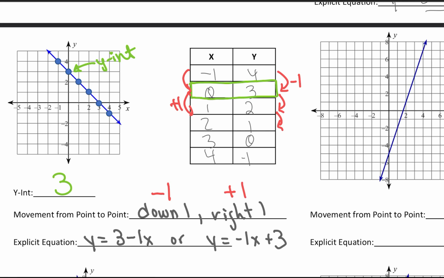Well, if I look at my table, where am I subtracting 1? I'm subtracting 1 for my y's. Where am I going right 1? Well, I'm adding by 1 on my table. I am adding 1 for the x's.